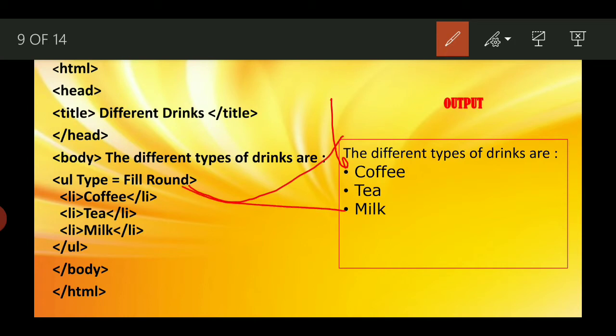Okay, and as I have written li coffee, it is showing me coffee with a bulleted text, coffee, tea and milk. So this is how we have to write the codings for any unordered list, where unordered list means where I want not numbers or alphabets, I want only the symbols. Now in place of fill round, if I write square, then it will display square symbols. Okay, so this is how you have to write the coding.